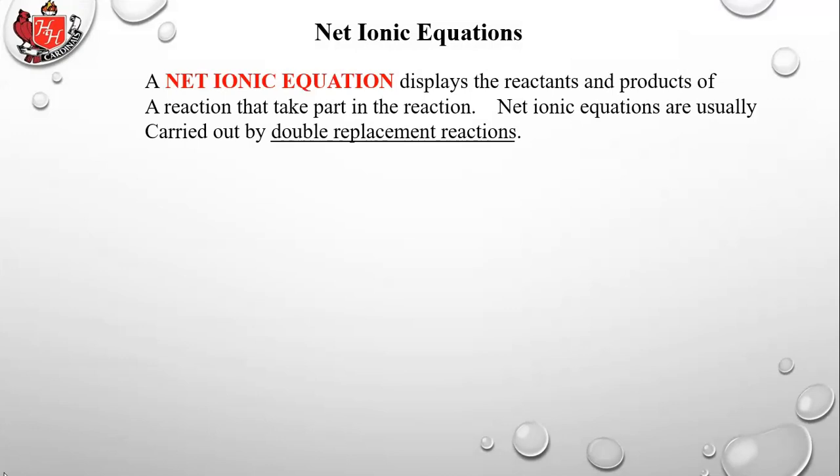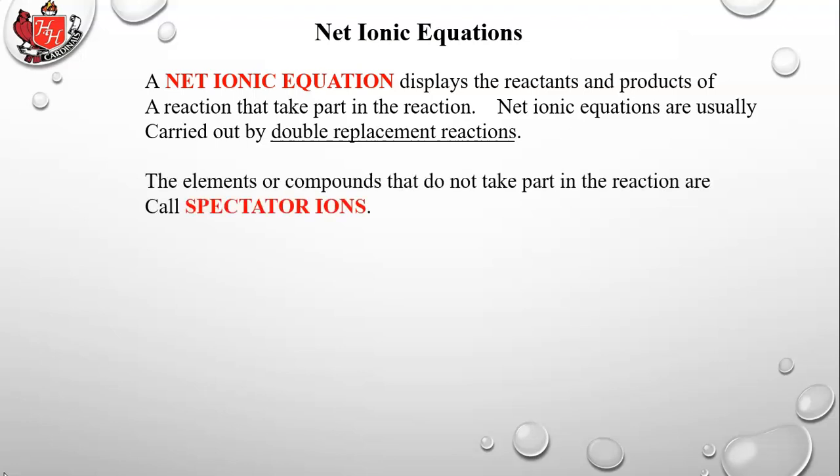So now we're going to get into the main topic of this. It's called a net ionic equation. A net ionic equation displays the reactants and products of a reaction that take part in the reaction. Net ionic equations are usually carried out by double replacement reactions. The elements or compounds that do not take part in the reaction are called spectator ions, and they are eliminated from the final net ionic equation. You'll see what all that means when we do the example.